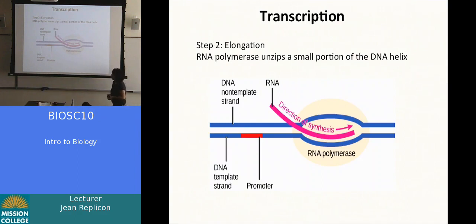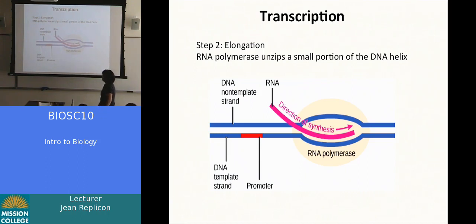And so in order for RNA polymerase to work, this is a diagram from your book, we've got to get into that DNA. But the DNA, as you recall, is a double helix, and so it's basically hydrogen bonded together. So we've got to unwind it a bit, get in there in order to make the RNA.